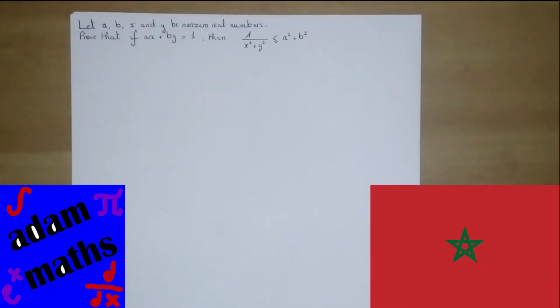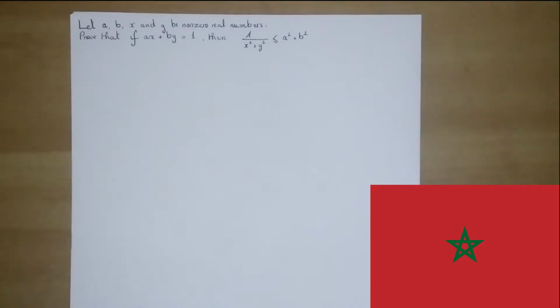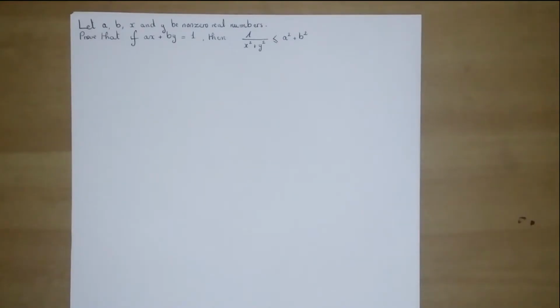Today I've got another maths problem for you that reads as follows. Let a, b, x and y be non-zero real numbers. Prove that if ax plus by were equal to 1, then the fraction 1 over x squared plus y squared would be smaller than the number a squared plus b squared.